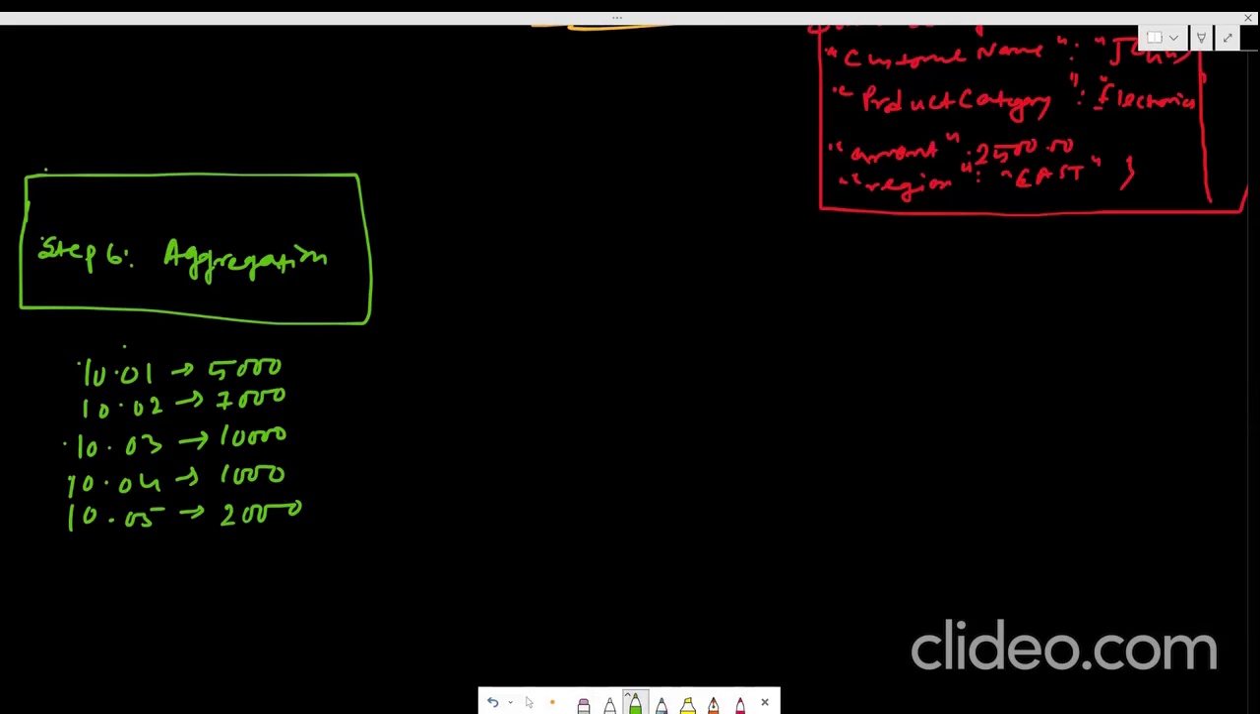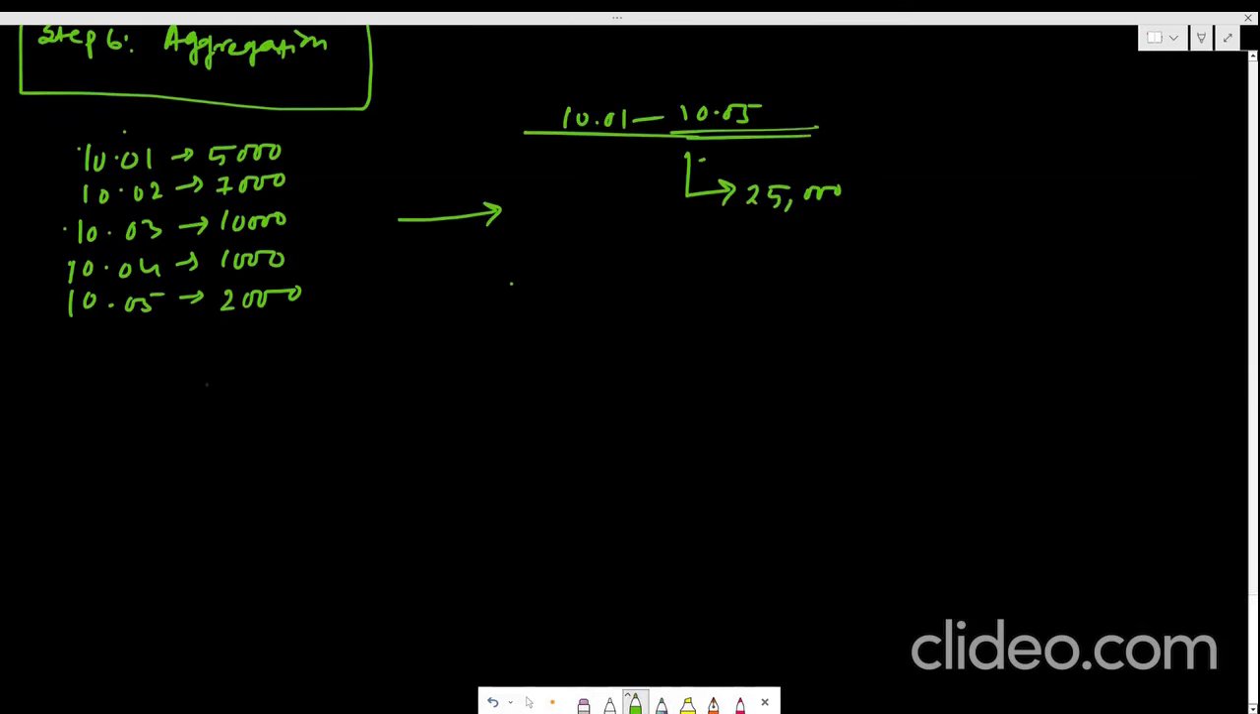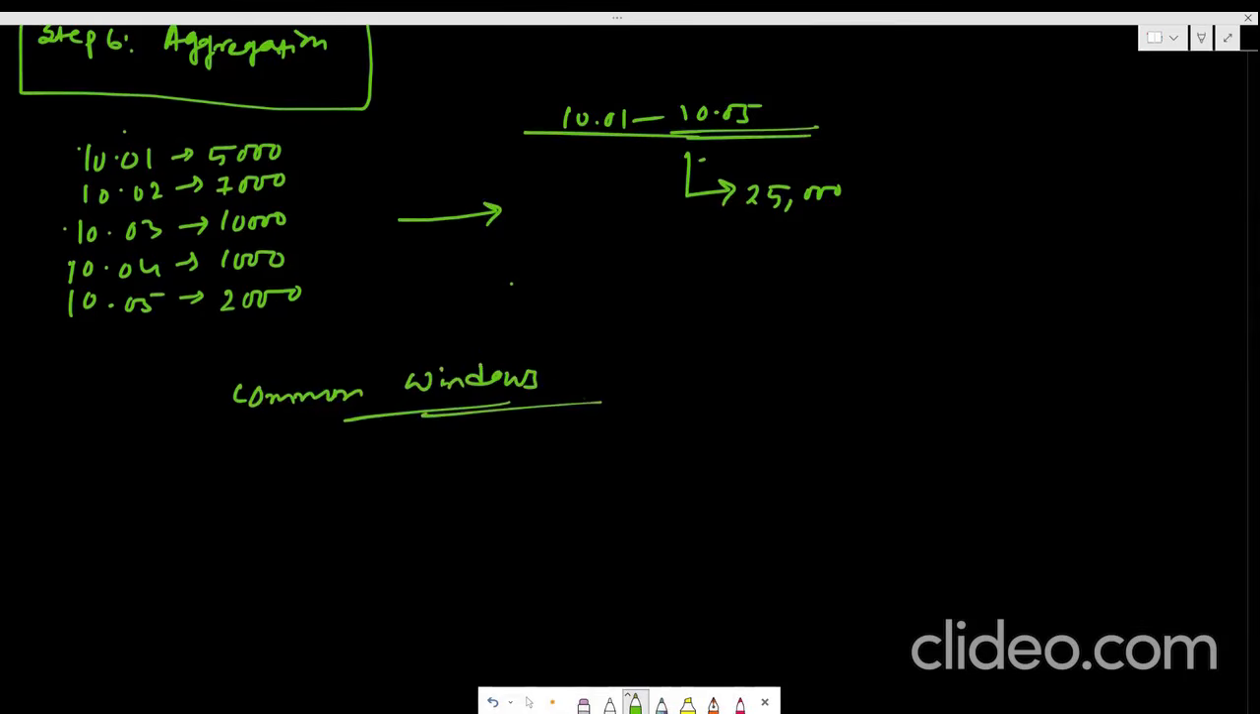The total aggregation means that one. For every 5 minutes, suppose 10.01 to 10.05, we just need to calculate the total: 5, 7, 12, then 20, 22, 23, 25,000. So we can say in 10.01 to 10.05, the total revenue generated is rupees 25,000. This is done using windowing. There are several kinds of windows, and as that part came up, I will discuss the common windows as well.